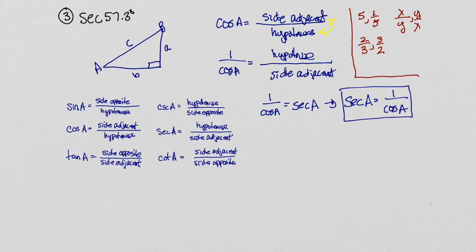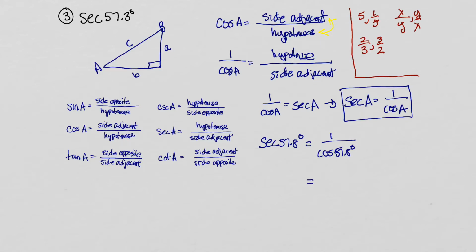Now, the cosine is on our calculator. The secant is not. So if we need the secant, we're just going to type in 1 divided by the cosine. So let's actually do it for this problem. What we're looking for here is the secant of 57.8 degrees. So we know that this is going to be 1 over the cosine of 57.8 degrees.